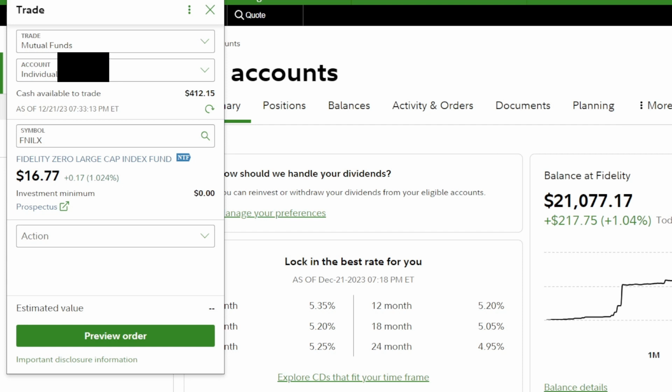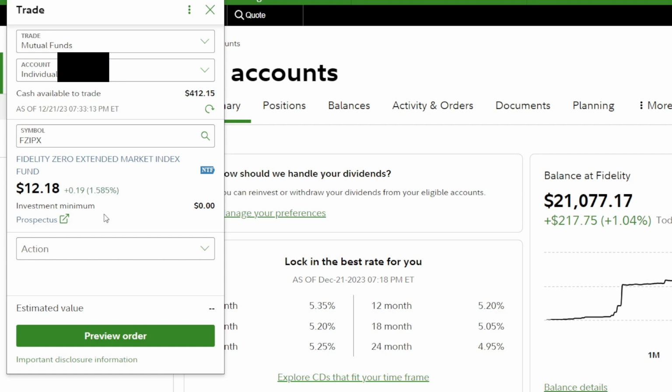And speaking of more risk, the last one is the FZIPX. We'll type that in. FZIPX. And this is the extended market. So this is kind of the opposite of the large cap fund we just looked at, where this tracks the small and mid cap stocks in the stock market. So if you're looking for exposure to those small or mid cap stocks, this would be the index fund for you.